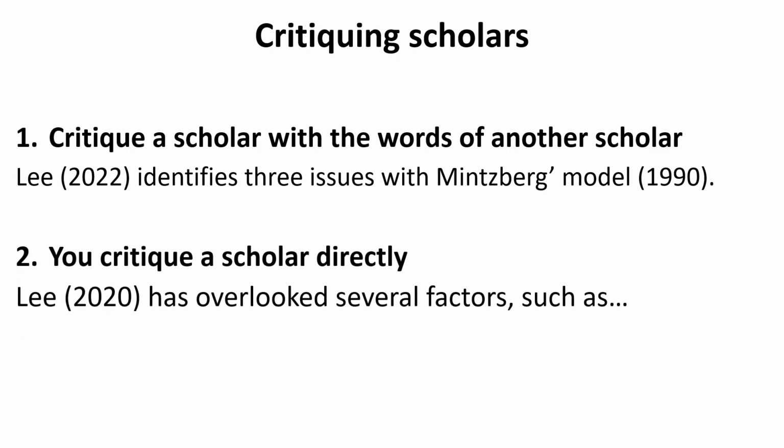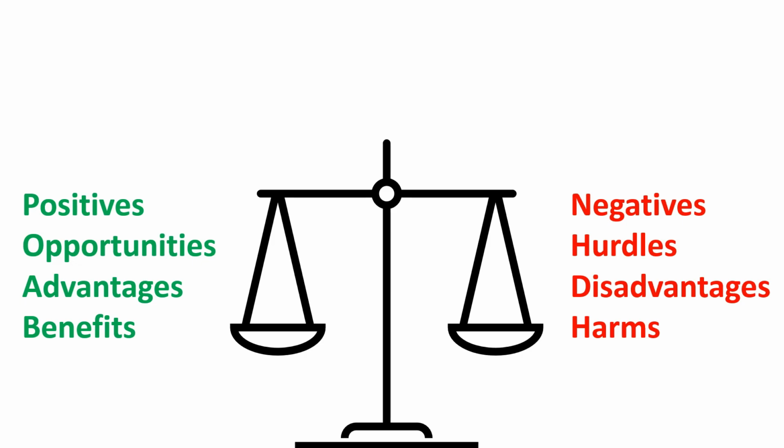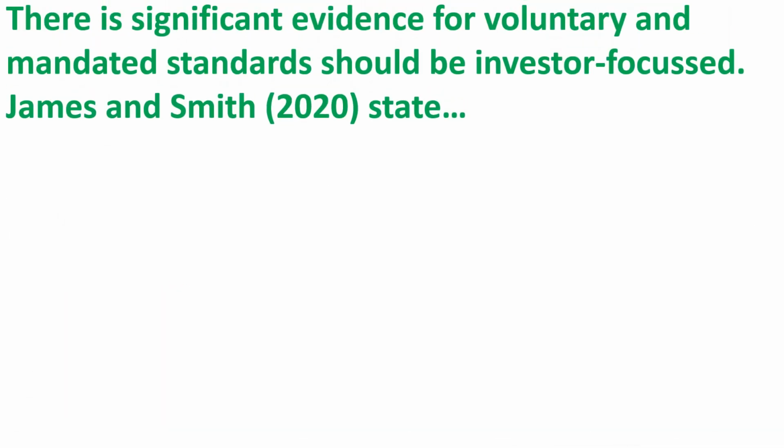Number 2, another type of critique is for you to critique a scholar directly. You personally critique a scholar. In next week's workshop, we will learn about how to critique a scholar directly without the need to refer to other scholars. An example of critical analysis would be this. You put the positives against the negatives, the opportunities against the hurdles, the advantages versus the disadvantages, the benefits versus the harms. Here's what it looks like in writing. So perhaps you start with a positive.